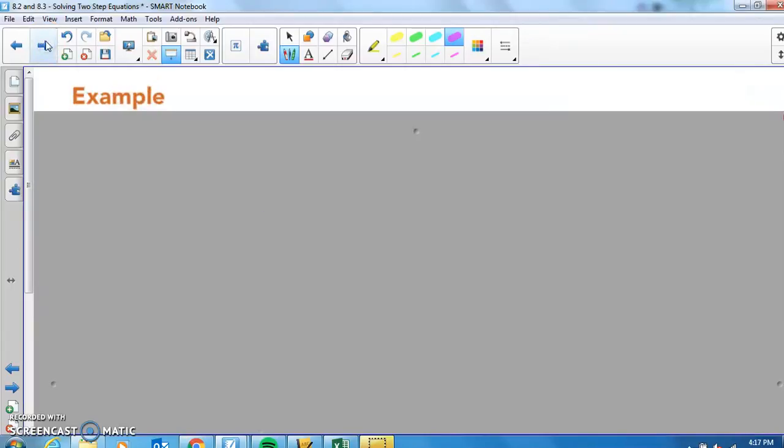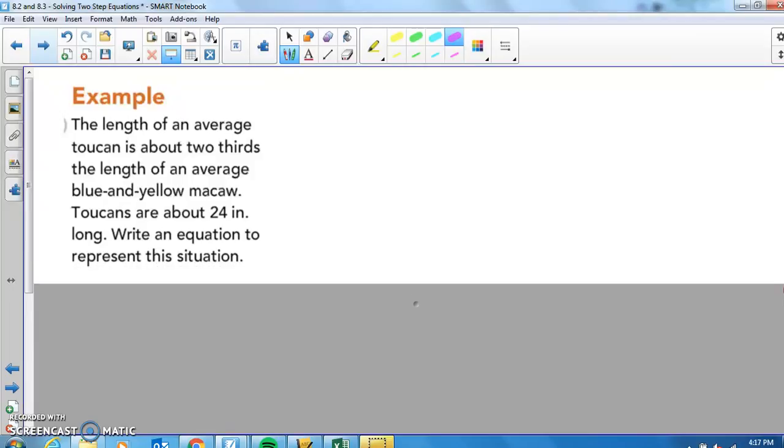All right, next one. It says the length of an average toucan is about 2/3 the length of an average blue and yellow macaw. Toucans are about 24 inches long. Write an equation to represent this situation. All right, we're comparing two things. We're comparing a toucan to a macaw. So, do we know what the macaw length is? No. So we're just going to say the value of the length of the macaw is x, because that is our unknown. That is what we do not know.